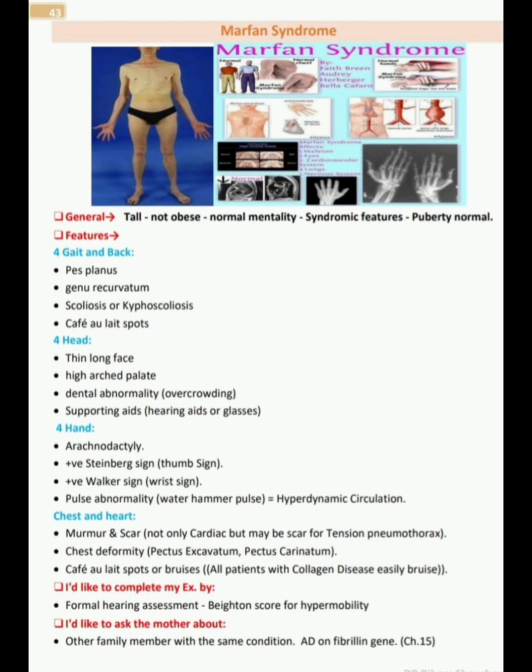Then I would like to complete my examination with a formal hearing assessment and the Beighton score for hypermobility. I would like to ask the mother about other family members with the same condition, because it is an autosomal dominant condition of the fibrillin gene, on chromosome number 15.